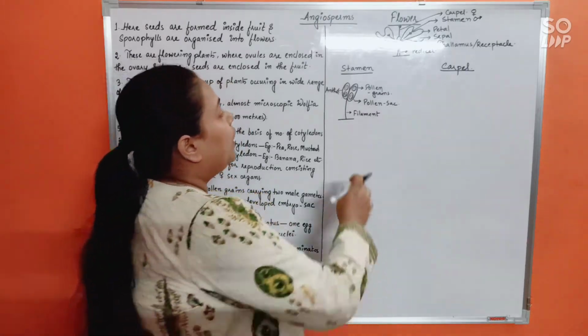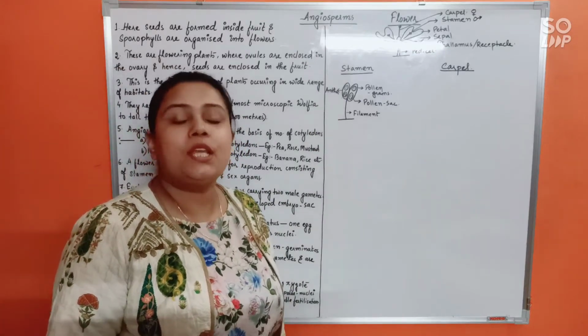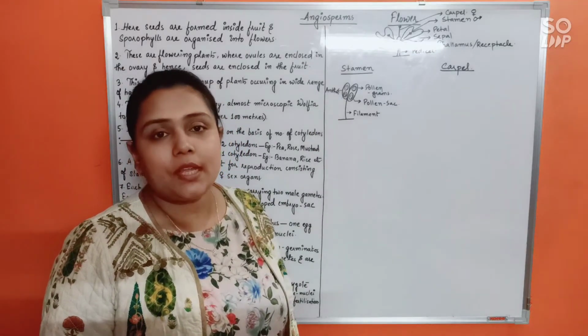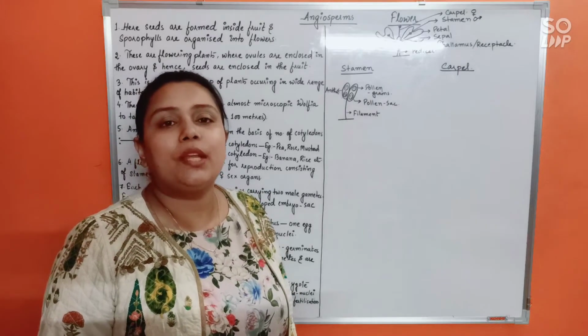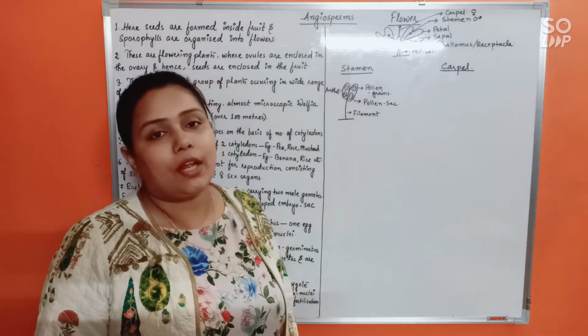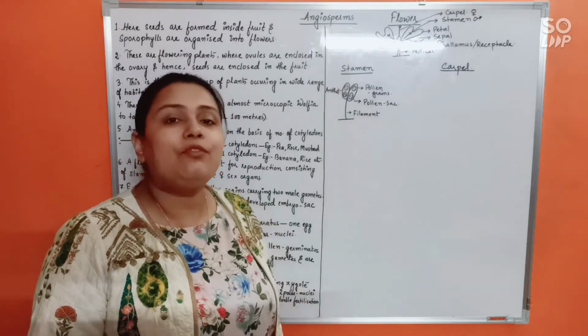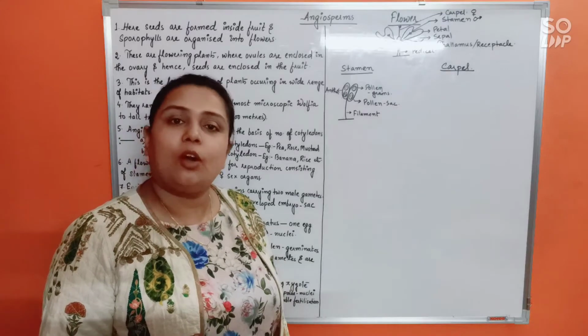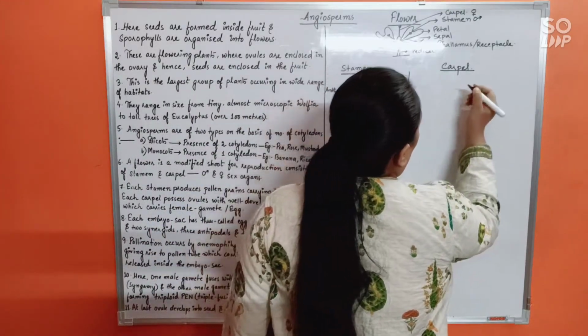Alright, so do remember the structure of stamen then. It consists of filament and anther. Anther usually possesses two lobes, each lobe with two chambers called pollen sac, and inside the chamber, pollen mother cell will undergo meiosis, giving rise to haploid pollen grains. Pollen grains finally would contain the male gametes. Alright. This being said about the stamen, now coming to carpel.